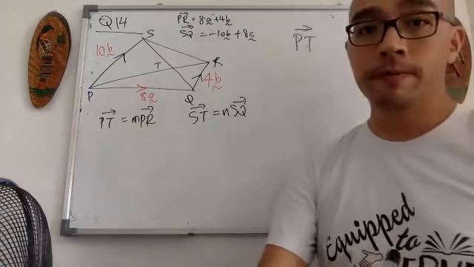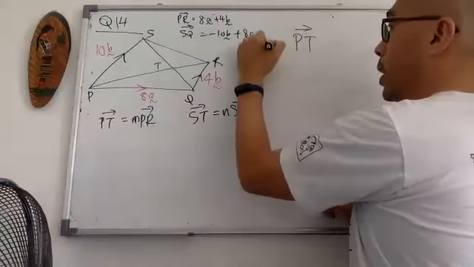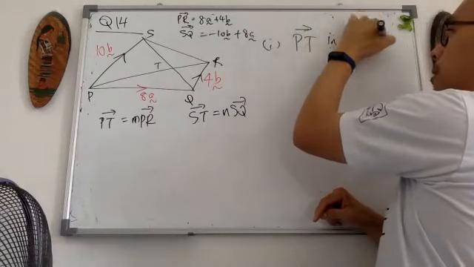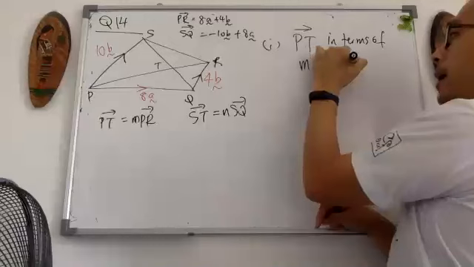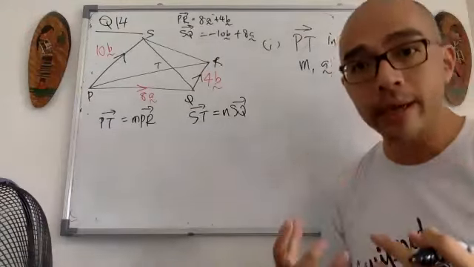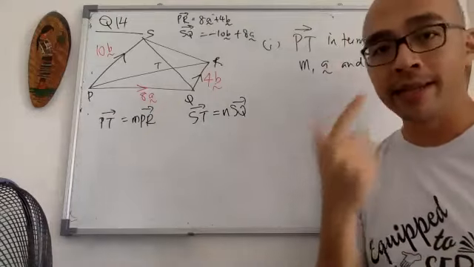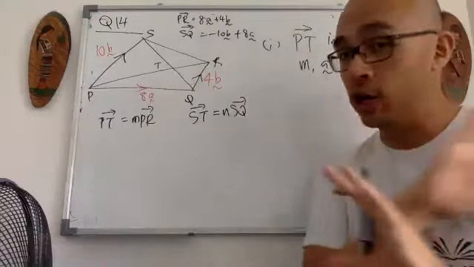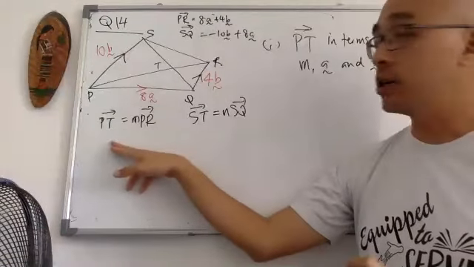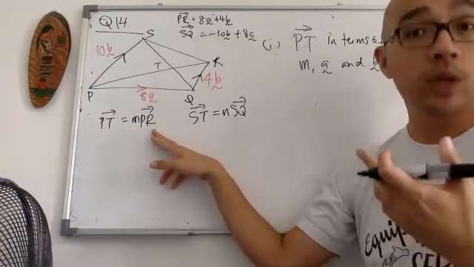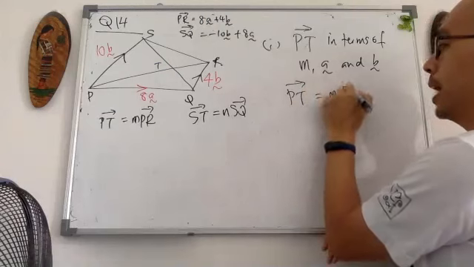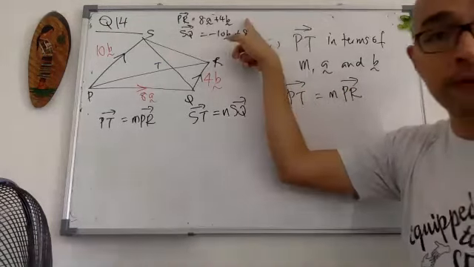So the first one is they want it in terms of M, A, and B. That means in your answer, in the PT, you must have the letter M, you must have the letter A, and you must have the letter B, and no other letters. So let's start from what they've given. PT equals to MPR. Ada sudah M, so we use that. So PT equals to MPR, and we have already found PR from the first question.